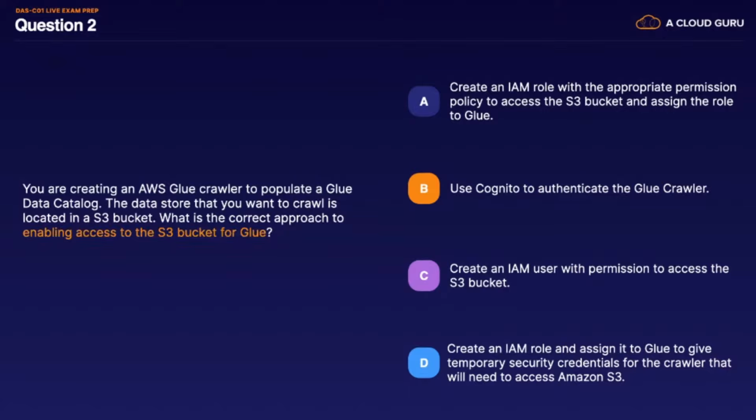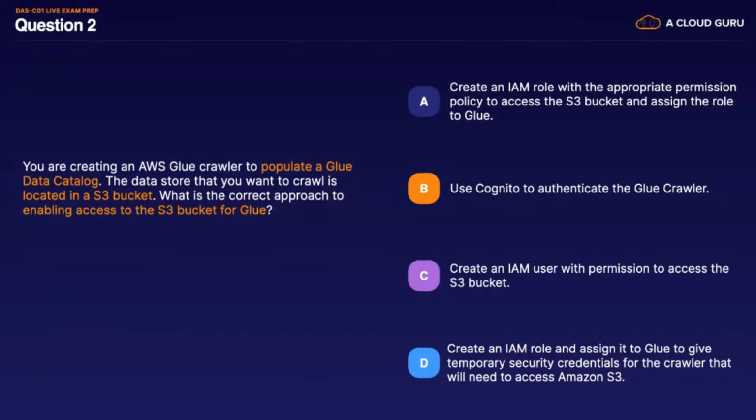Yeah, so right away we need to enable access to the S3 bucket for glue. I'm thinking this is probably a security question, and we're dealing with a service to service security situation. We have data located in an S3 bucket. We kind of already know that, but for the sake of completeness, we'll include that. And we need to populate a glue data catalog. So we'll pull that out.